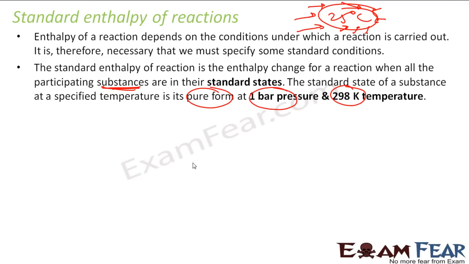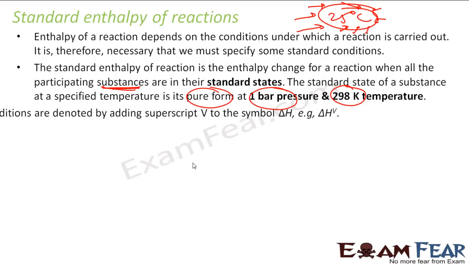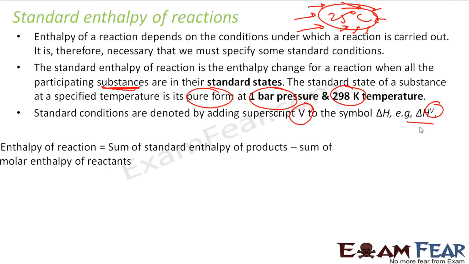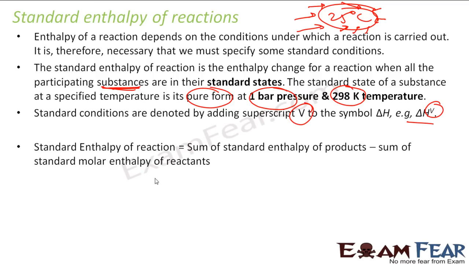So now how to tell whether this is standard enthalpy or not? This is done by adding a superscript, the symbol, that says that it is standard enthalpy. And finding it is almost the same formula. Standard enthalpy of reaction will be the sum of standard enthalpy of products minus the sum of standard enthalpy of the reactants. You subtract it, that gives the standard enthalpy of reaction.